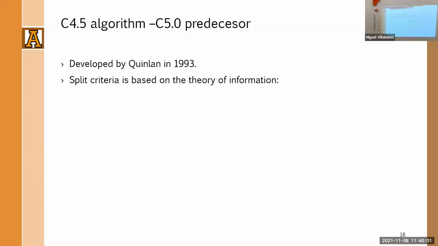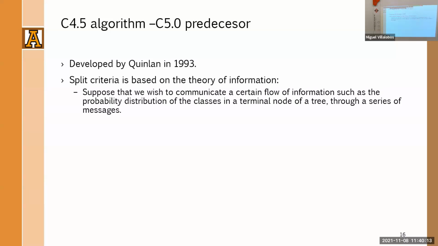Now, in this C4.5 algorithm, the criteria is not based on Gini's index, it's based on the theory of information, on entropy and cross entropy. And this comes from telecommunications. Suppose that we want to communicate a certain flow of information. You have to communicate from one place to another a certain flow of information, for example, a probability distribution. We have classes, so we need to try to transmit the probability distribution of these classes that we have through a series of messages.